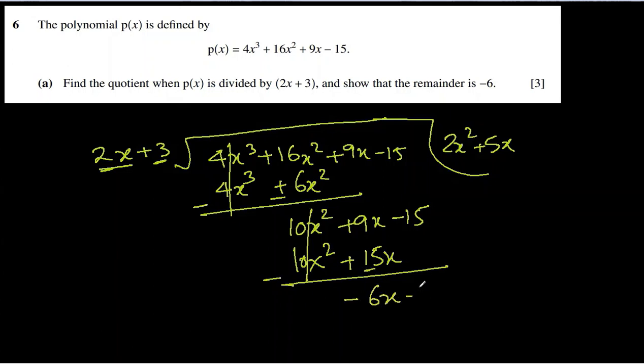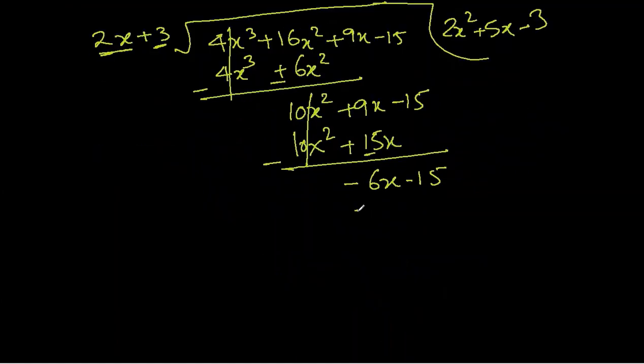Minus 6x minus 15. Now 2x should be multiplied by minus 3 to get minus 6x. So minus 6x, and that will be minus 9. Yeah, 3 times minus 3, minus 9. This becomes positive, this becomes positive, they cancel out. Minus 15 plus 9 is minus 6. Yes, the remainder is minus 6.